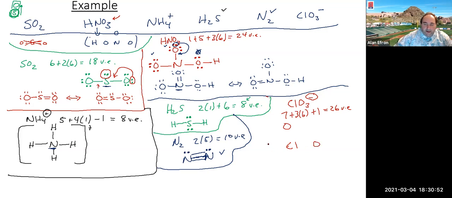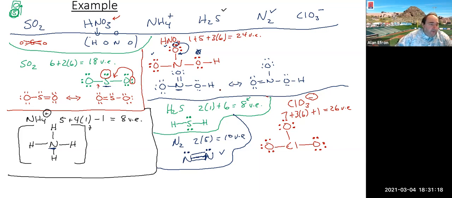Oxygens will be around. We're going to do a single bond to everybody. That's going to use up 2, 4, 6 electrons. That leaves us 20 more to go. We're going to go with 2, 4, 6, 8, 10, 12, 14, 16, and 18.